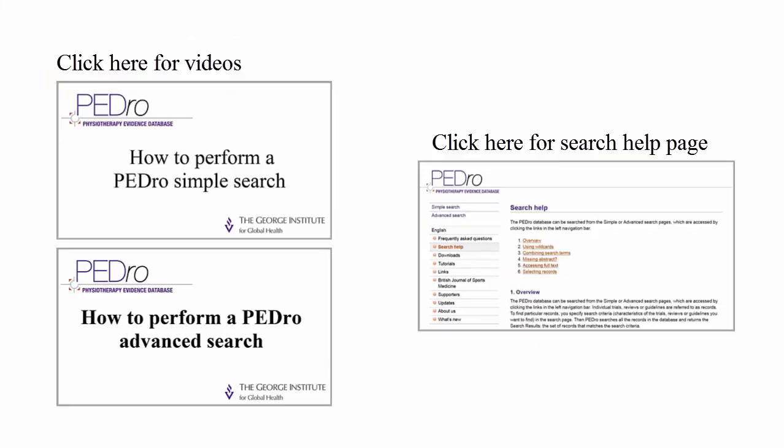In this video, we assume you know the basics of how to operate the simple and advanced search interfaces on PEDro. If you are new to PEDro, we suggest that you watch our videos on how to perform a simple or advanced search by using the link to the left. The PEDro search help page can also be helpful, which you can access by clicking the link on the right.